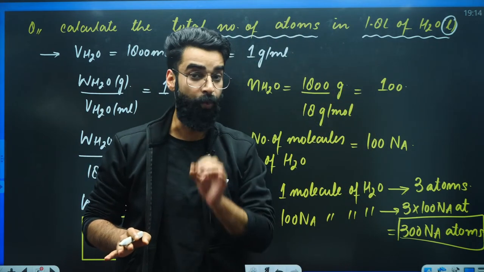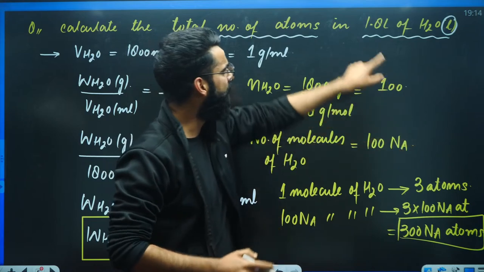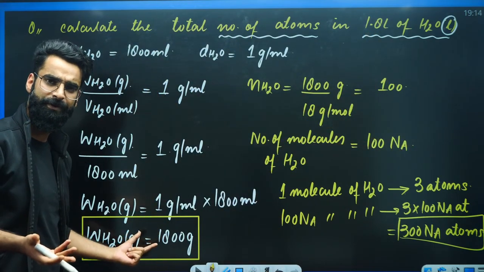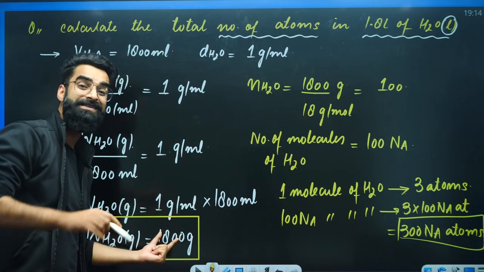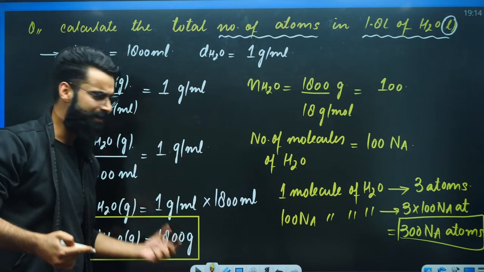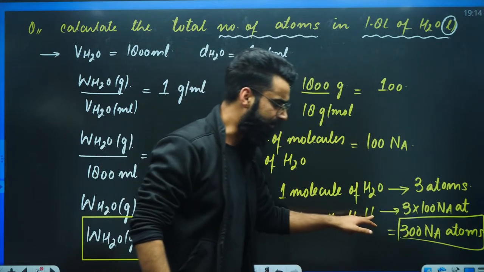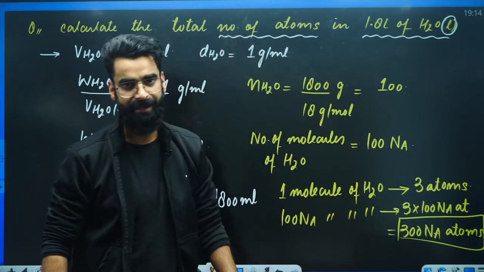That's wrong. So what I exactly did, I converted the volume into the mass. Then I used the general procedure: given quantity, mass into moles, moles into molecules. Then one molecule of water contains three atoms. So 100 Na molecules of water will contain 300 Na atoms.